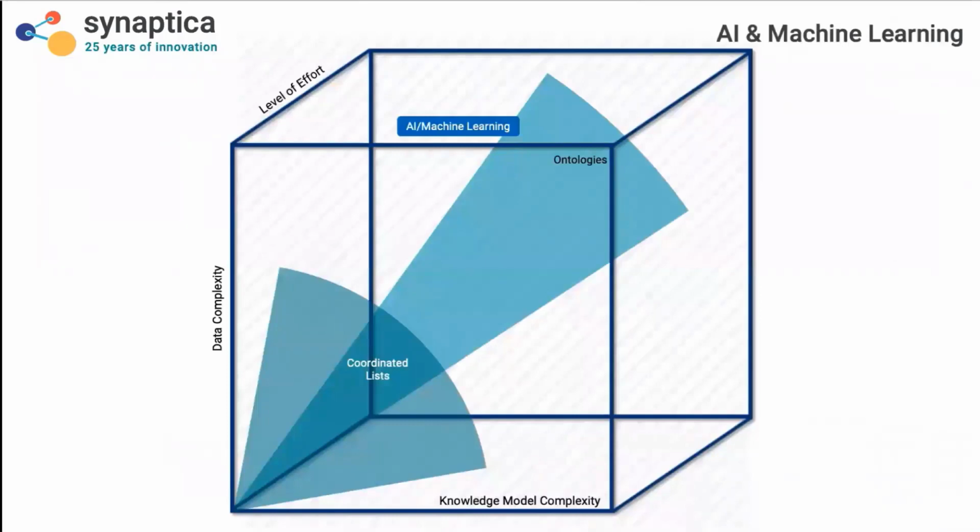AI and machine learning. You'll see there's a real discrepancy here between coordinated lists, which are quite simple, and ontologies, which are quite complex. And the reason that we have both indicated here is that coordinated lists can be used for tagging assets for training machine learning models. And then once that model is trained on this more simplistic use of coordinated lists to tag information, the machine learning algorithms can then tag content automatically and can perform other functions like adding to an existing ontology by pulling out entities and facts from unstructured and structured content.